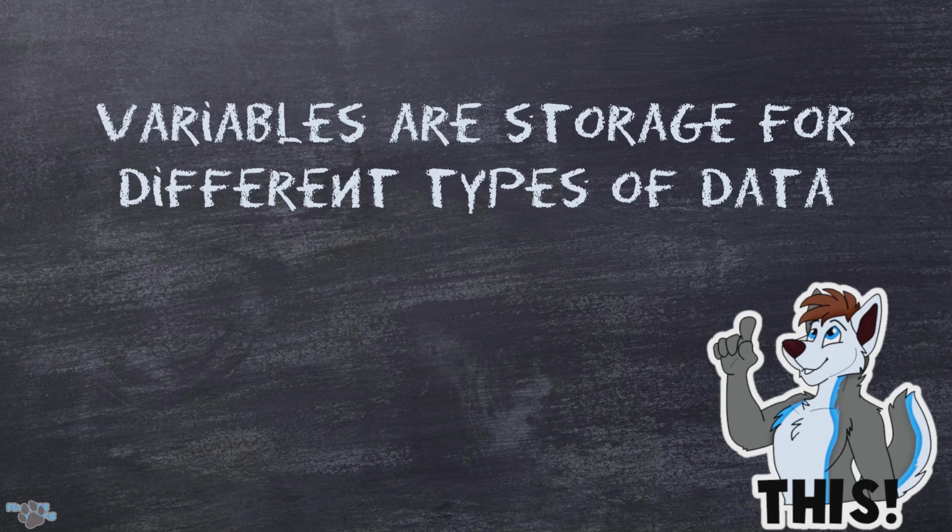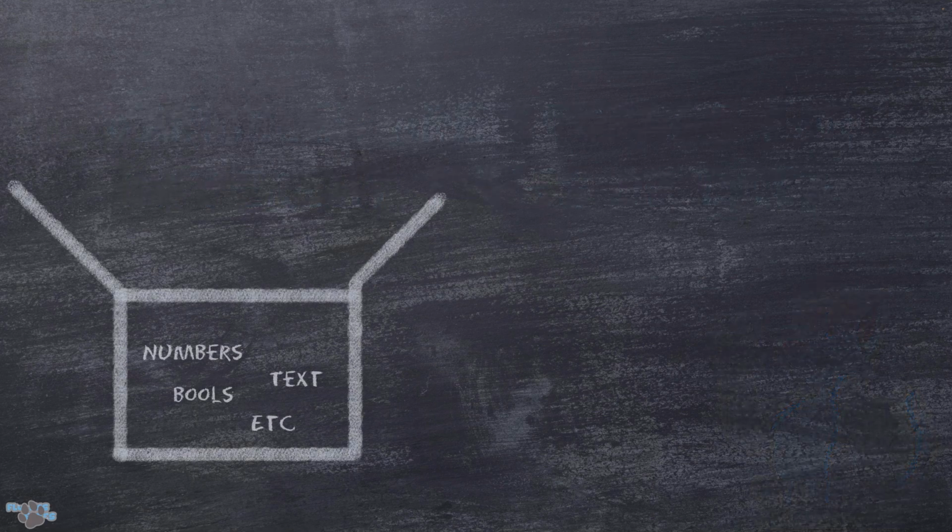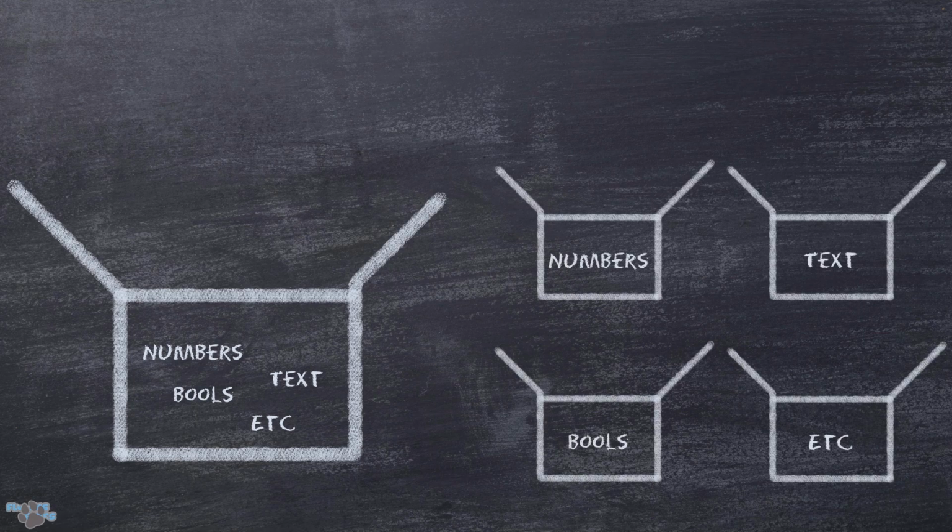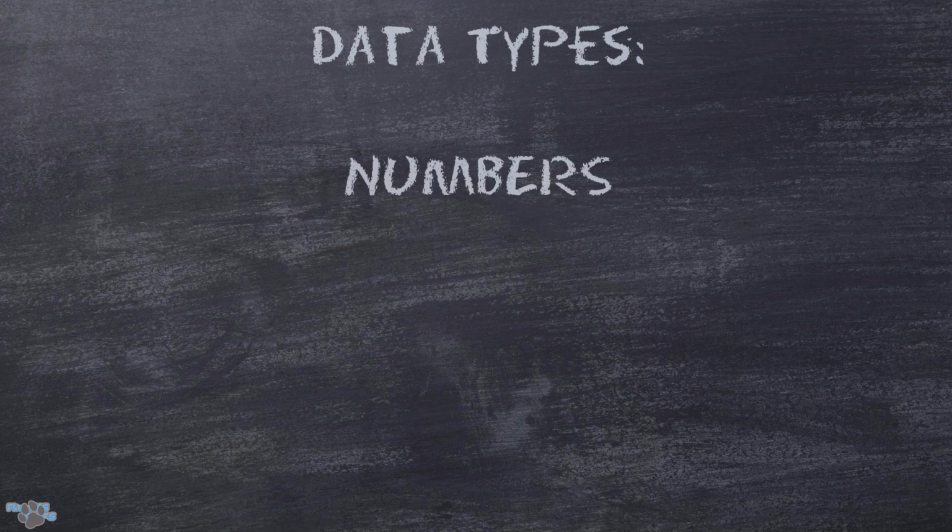Variables are basically storage for values. Think of them like a box. In some languages, you can have one box that can have any type of variable inside, and for others, specific boxes for specific types. When I say types, this can be numbers, letters or symbols, or Boolean values. Let's look at our first type, numbers.